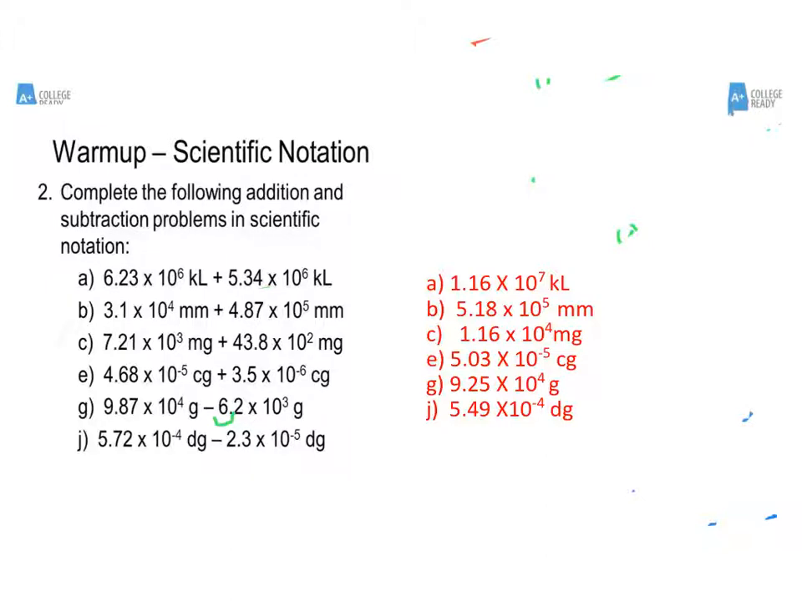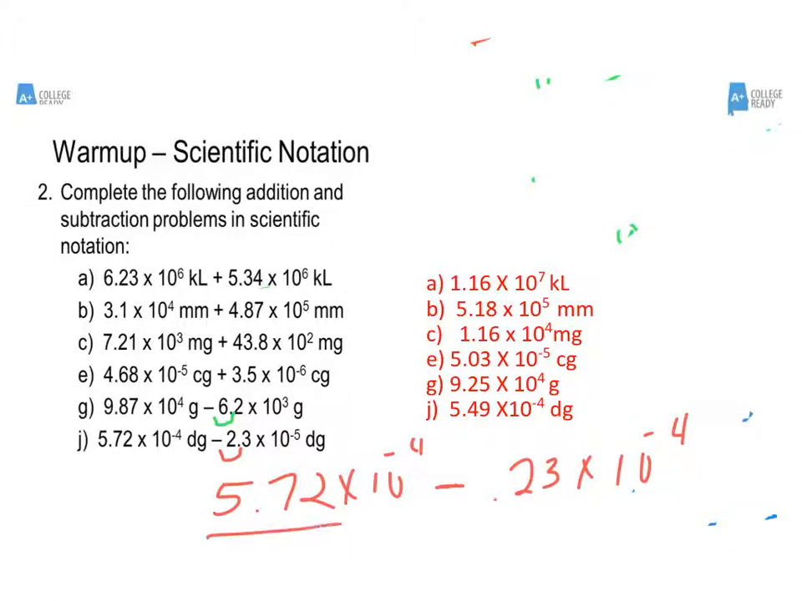Finally, I have two exponents that are not the same, and these are negative exponents. So I'm going to take this exponent, move it to the left. I'm going to make it larger. So I have 5.72 times 10 to the negative fourth minus 0.23 times 10 to, since this is a negative number, negative fourth is a larger number. Now my two exponents are the same. I'm going to subtract these two numbers, and I get 5.49 times 10 to the negative fourth. And that is my answer.